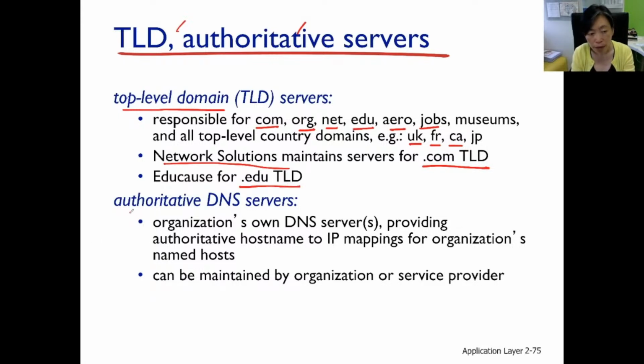At the third level, we have the authoritative DNS servers. They maintain the IP host mappings. And they could be maintained by the organization itself, or by a service provider if the organization is somewhat small and there are not many entries really.